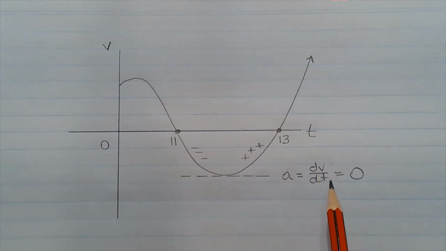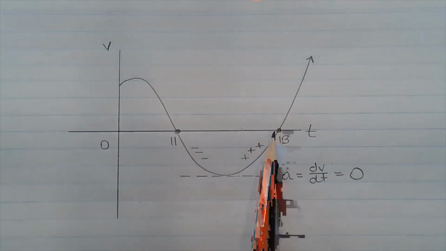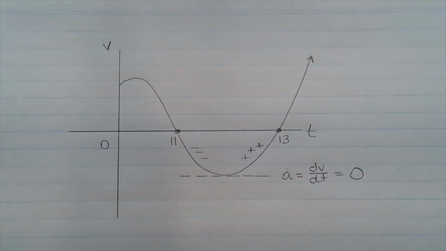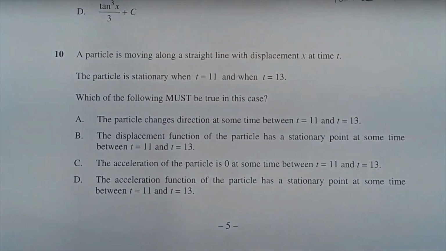And the rate of change of velocity with respect to time is in fact the acceleration of the particle. So there must be a point between t equals 11 and t equals 13 where the acceleration is equal to 0. Therefore, the answer is option C.